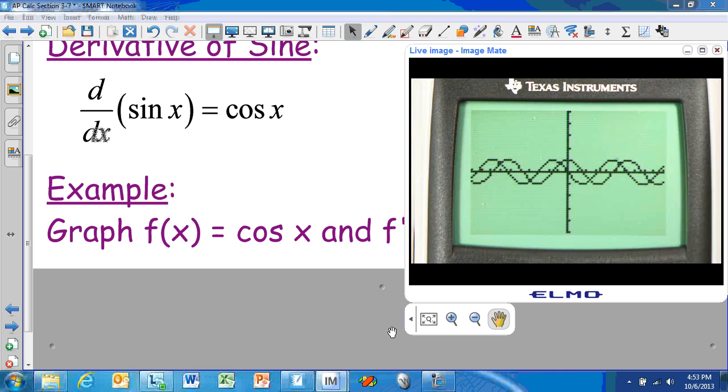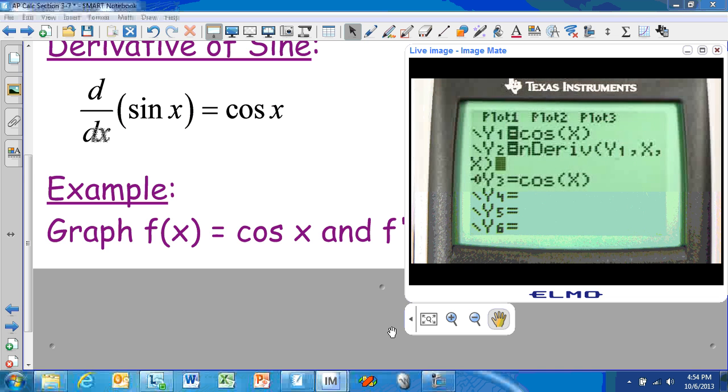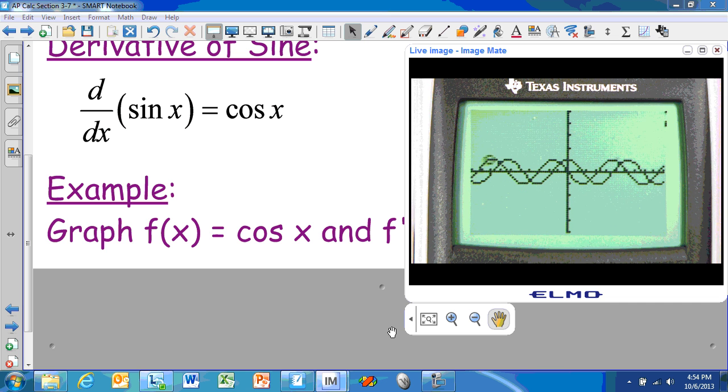Well, the way that I do a vertical reflection is just by taking the opposite of my function. So let's see if that is in fact the case here. If we were to take the opposite of sine of x, what do we end up with? Look at that. That in fact is the derivative of cosine.